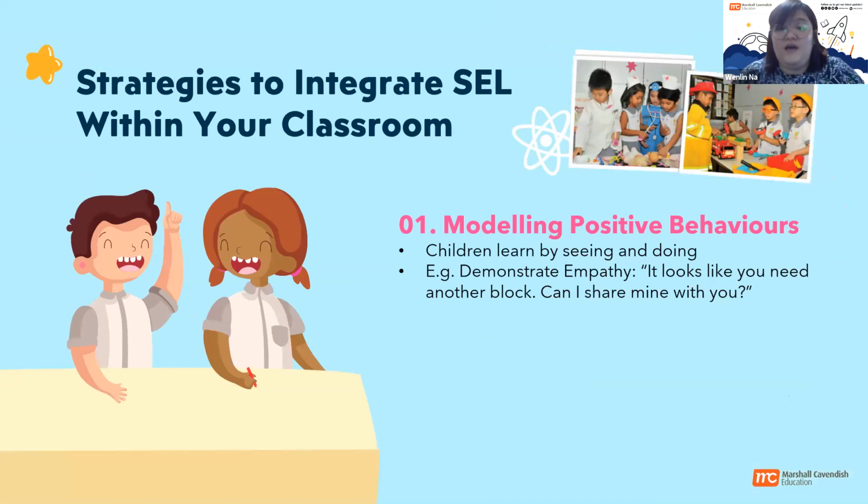So number 1, we're looking at modeling positive behavior. Children often learn by seeing and doing, right? So as teachers, you can model behavior such as being empathetic, admitting to mistakes that they make, and taking responsibility. So for example, demonstrating empathy. Maybe in a classroom activity, you can say, hey, it looks like you need another block, perhaps I can share my block with you. So try to demonstrate empathy to the students, and the students might model this behavior when they see it.